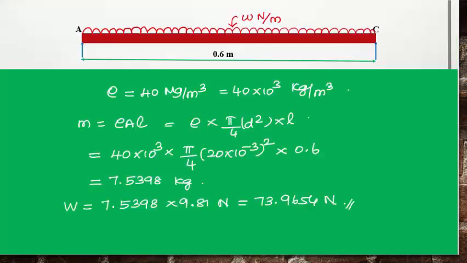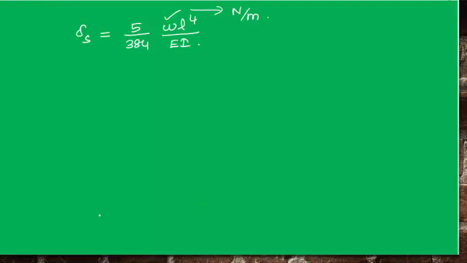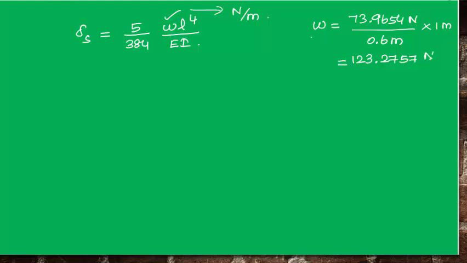The unit for UDL is Newton per meter, that is weight per unit length. So in the previous step we have calculated the value of weight of the shaft, but here we have to substitute the value of W, that is weight per unit length. So total weight of the shaft is 73.9654 Newton, which is the weight for 0.6 meter shaft. The given shaft is having 0.6 meter length. So for 1 meter if we calculate, we can get the value of W in terms of Newton per meter. So the UDL value is 123.2757 Newton per meter. Okay.